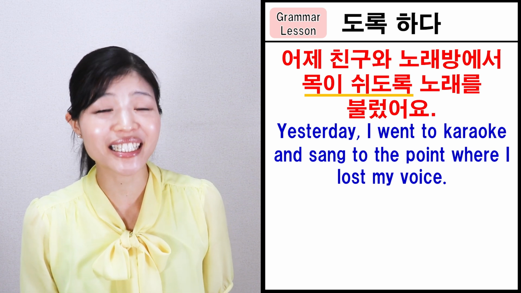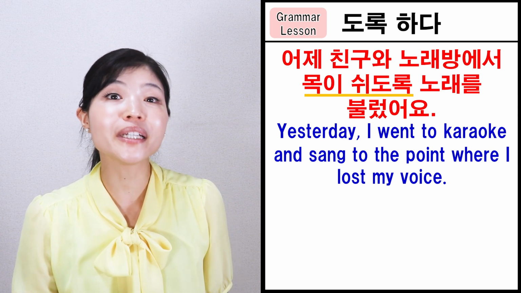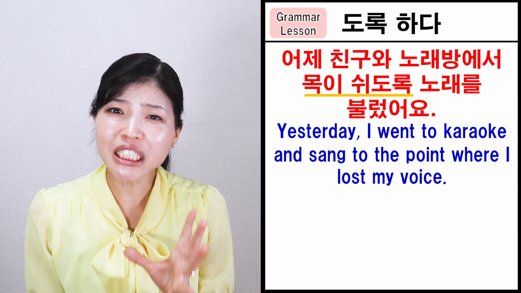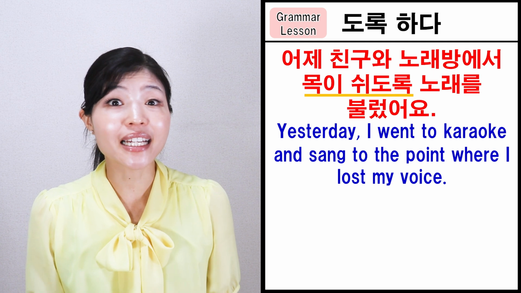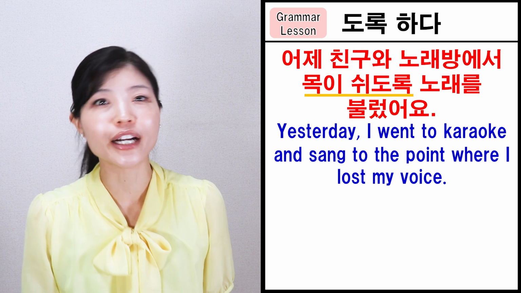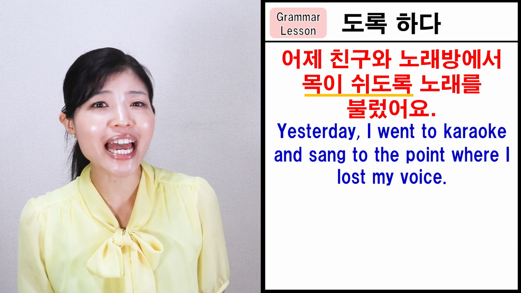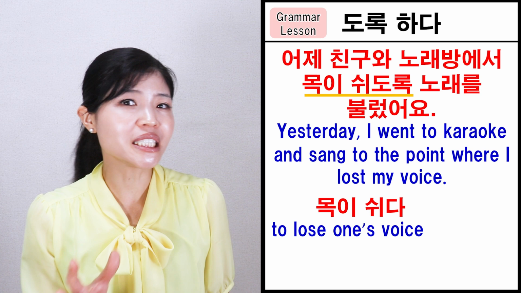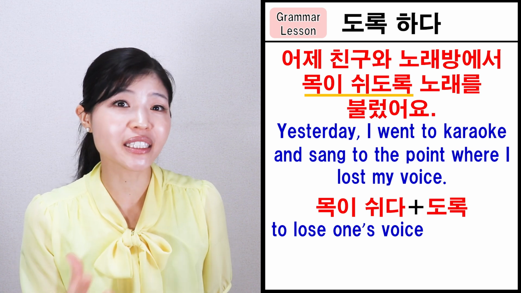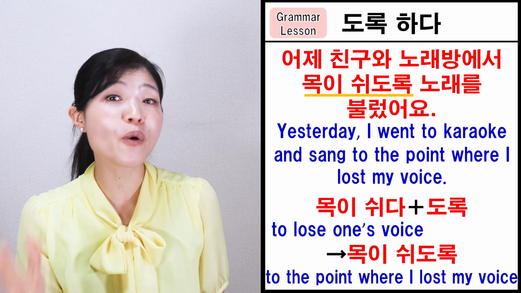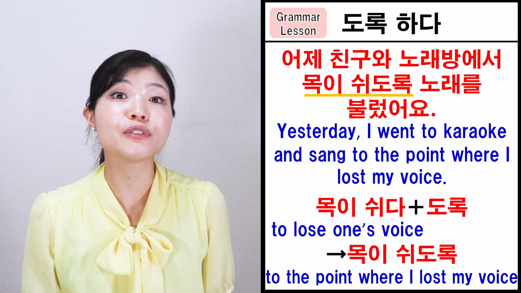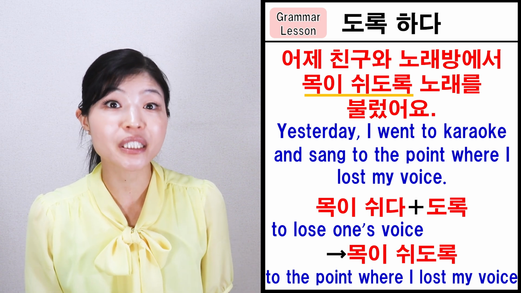In the next sample sentence, we use the second meaning, to the point where. Let's check it out. 어제 친구와 노래방에서 목이 쉬도록 노래를 불렀어요. Yesterday, I went to karaoke and sang to the point where I lost my voice. I can imagine the speaker being so excited when singing, right? Here, 목이 쉬다 means to lose one's voice. You add 도록 to the stem to make 목이 쉬도록, to the point where I lost my voice. It is going beyond one's limitation to the point of losing one's voice. So the speaker uses 도록.